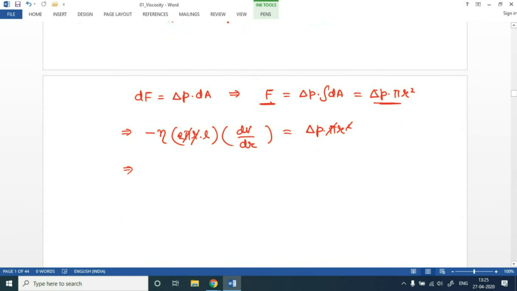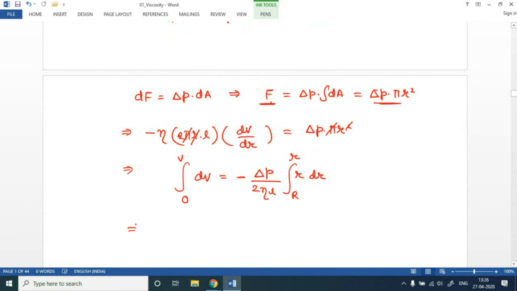So when we rearrange, this dV will be here, and that would be delta P divided by 2 eta L into R dr, and we will be integrating between appropriate limits. Here we must realize that at r equal to capital R, the velocity is 0, and we are interested in velocity as a function of r, so there will be a negative sign here as well.